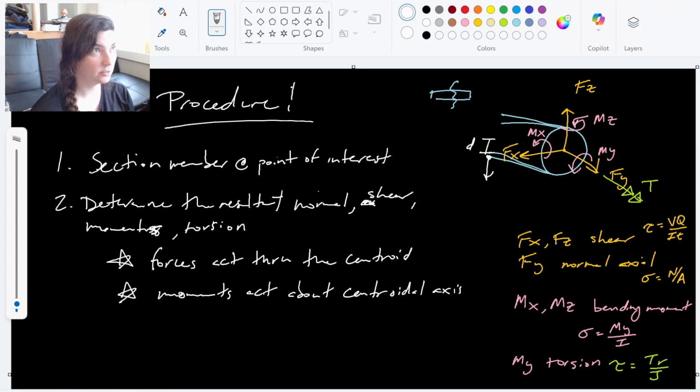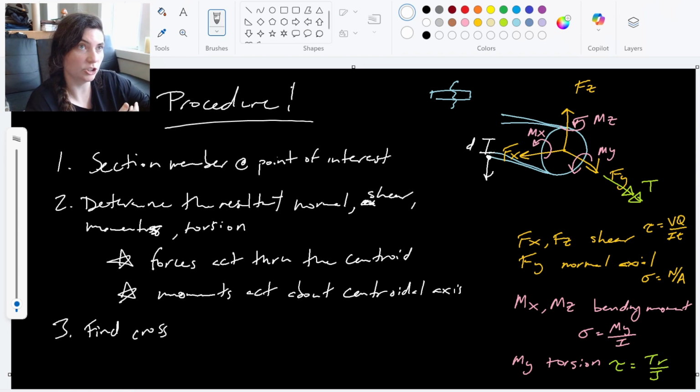So step three, once we have all of those forces, now we can see, okay, which properties of the geometry do I need? What cross-sectional properties do I need to go with some of these things? So if I have, for example, a torsion, right? So I have a moment in the y direction, as it is in this diagram, then I know I'm going to need to find the polar moment of inertia. But I may not need the regular moment of inertia. You know, I may not need Q. I may not need one of these other things.